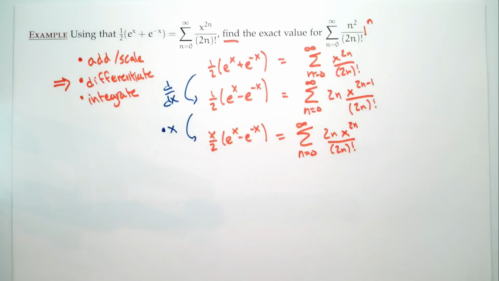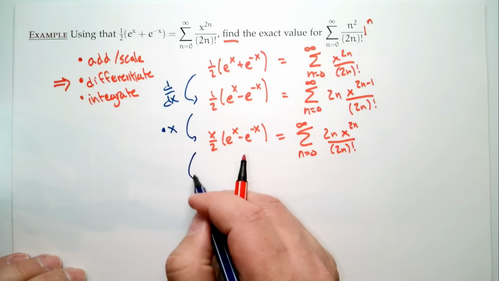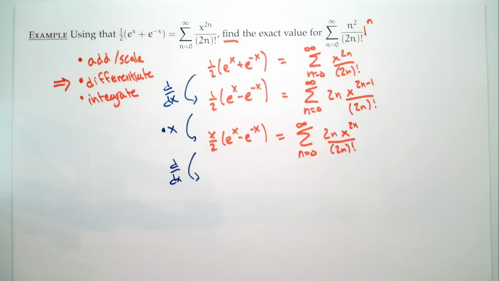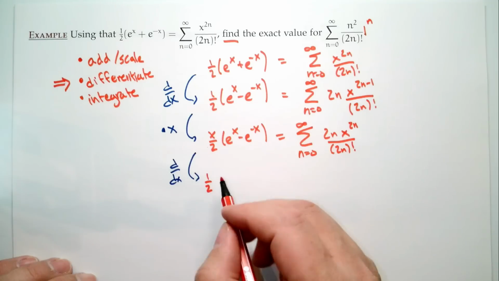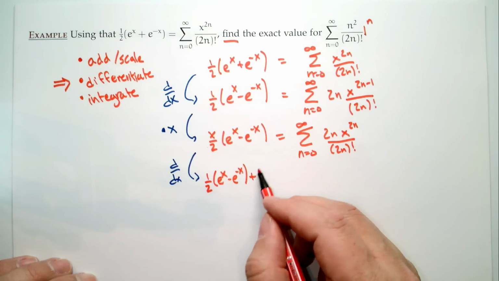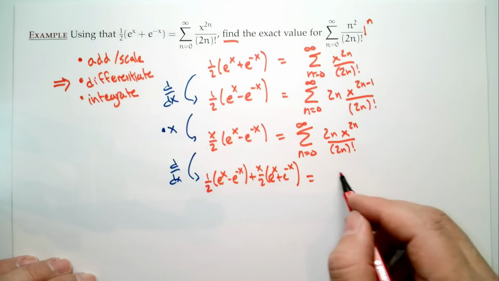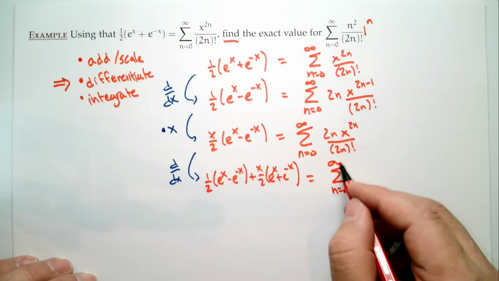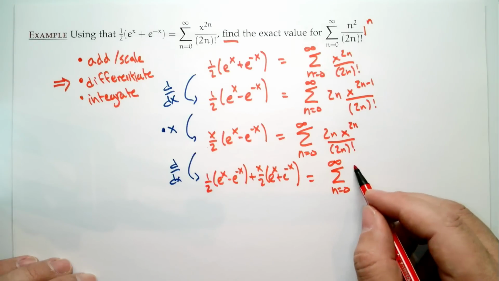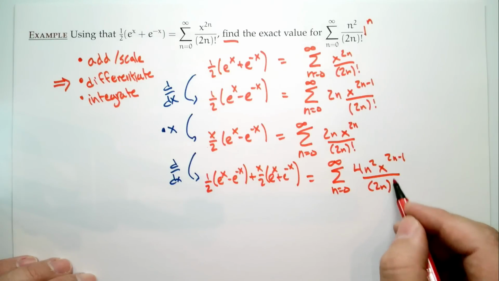Okay, now what? Well, this technique is so nice, we're going to do it twice. We got one n down. The same thing will work again. So take the derivative with respect to x. And what do you get? Well, we have to do a product rule. 1/2 (e to the x minus e to the minus x), and then plus x over 2 (e to the x plus e to the minus x). Whew, getting longer. Is the summation n equals 0 to infinity of 2n times another 2n. Makes that 4n squared x to 2n minus 1 over 2n factorial.